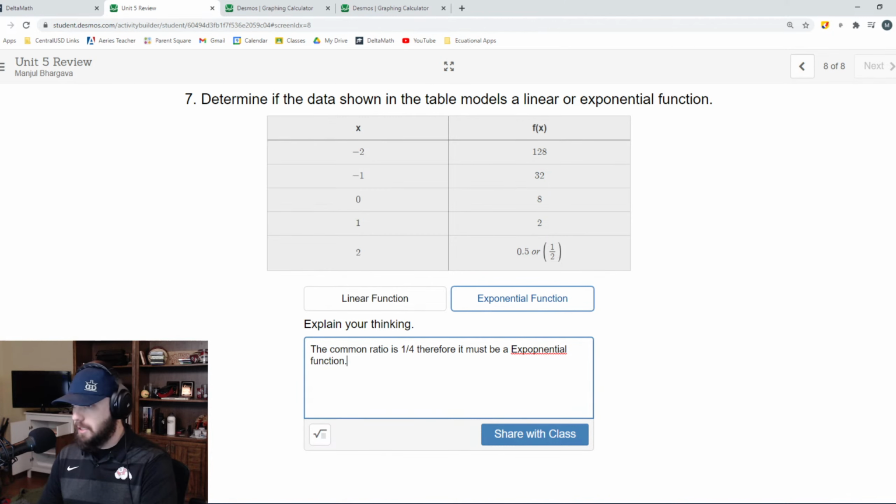It doesn't have to be exactly like this. You can say we're dividing by 4 every time, so it has to be exponential. We're dividing every single time, so it has to be exponential. We're multiplying by 1/4, so it has to be exponential. Something like that. Okay. All right.